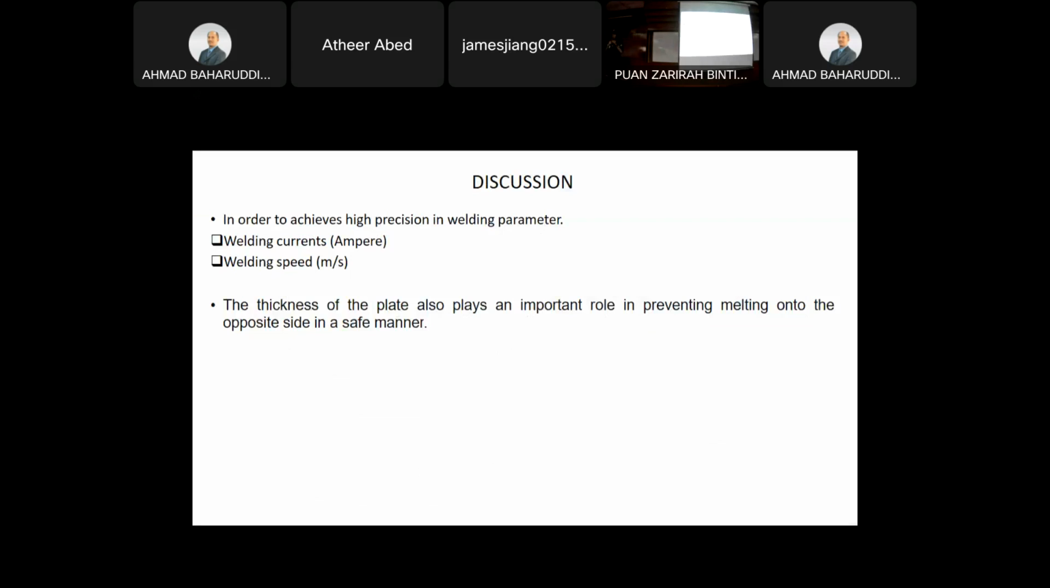So for discussion, in order to achieve the highest precision in welding parameters, I need to reconsider the welding currents and also the welding speed. And for safety, I will choose the best thickness for the plate to prevent the plate from melting.